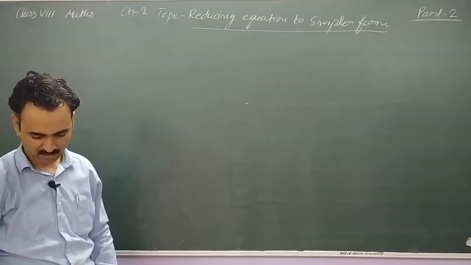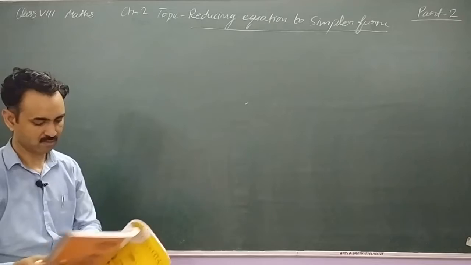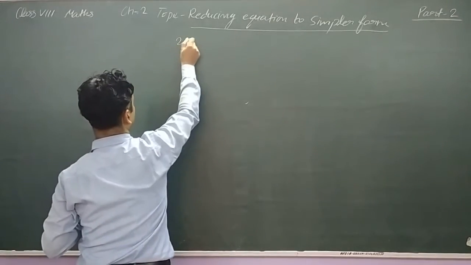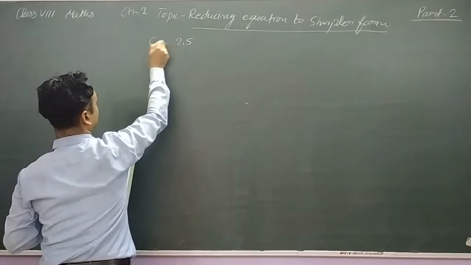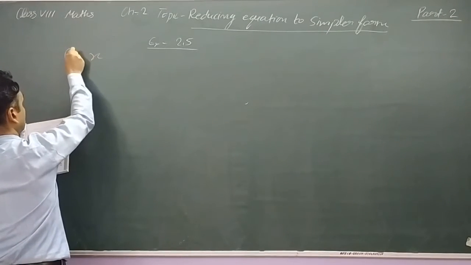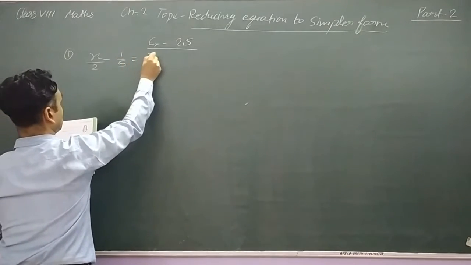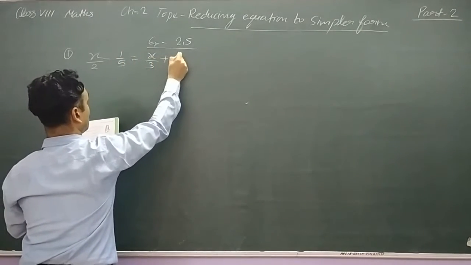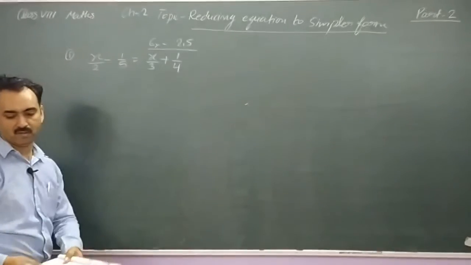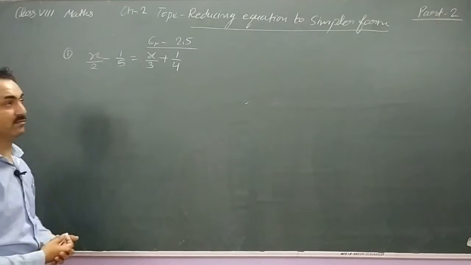Let's take one more example from the exercise 2.5. So that is a different type of question. First question, x upon 2 minus 1 upon 5 is equals to x upon 3 plus 1 upon 4. So you can see this equation is given in fraction form.